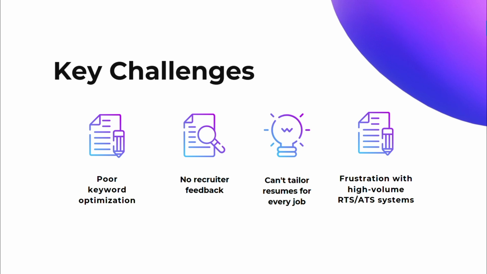Key challenges. We identify major challenges job seekers face. Firstly, poor keyword optimization. Resumes don't match what ATS systems look for. Secondly, lack of feedback. Applicants never know why they are rejected. Third, no easy way to tailor a resume for each job application. And number four, frustration with high-volume rejection during internship and fresher hiring cycles. This is especially critical for students and professionals from non-technical backgrounds.